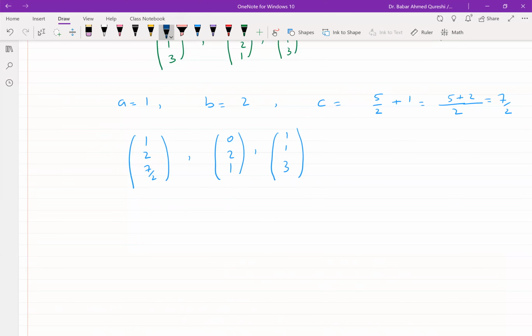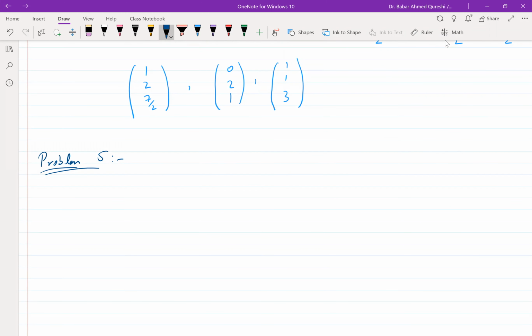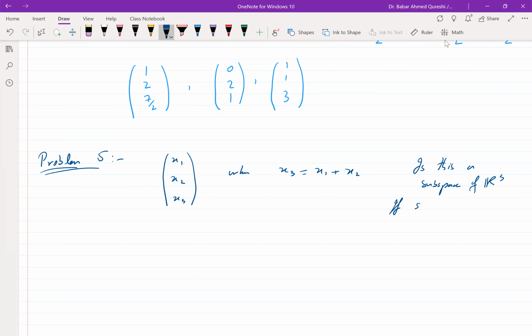Let's now move on to some other problem. So this is problem, I guess, 5. I don't care about the counting. Now, suppose you're considering vectors of this form, where x3 is x1 plus x2. And you want to know, is this a subspace of R3? And if so, what is the dimension? And what is a basis for this subspace?